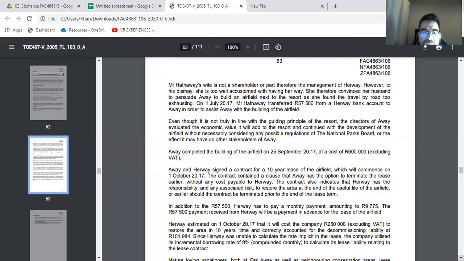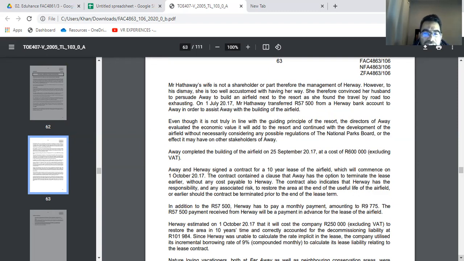Even though it is not truly in line with the guiding principle of the resort, the directors of Away evaluated the economic value it will add to the resort and continued with the development of the airfield without necessarily considering any possible regulations of the National Parks Board or the effect it may have on other stakeholders of Away. Away completed the building of the airfield on 25 September 2017 at a cost of 600,000 Rand, excluding VAT.